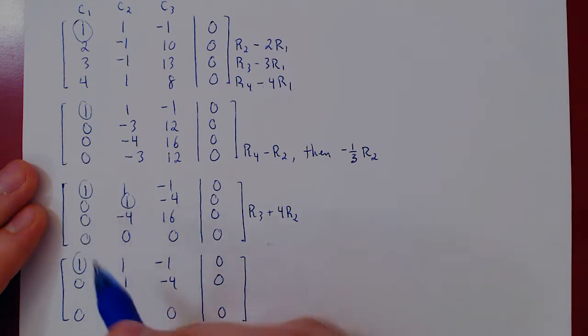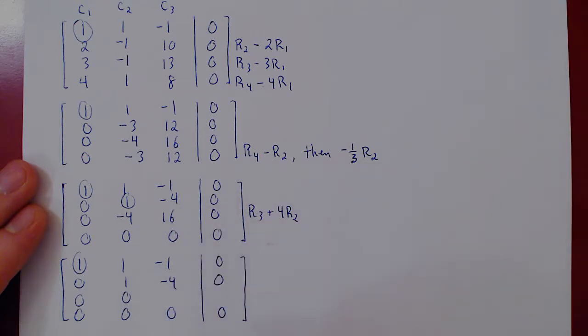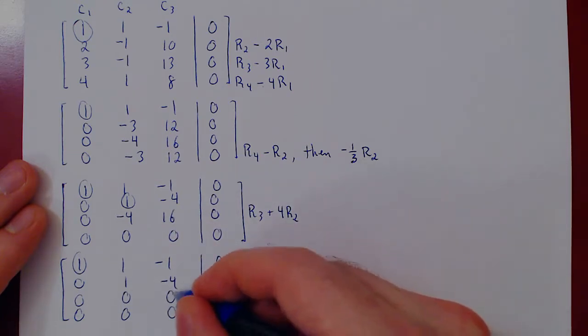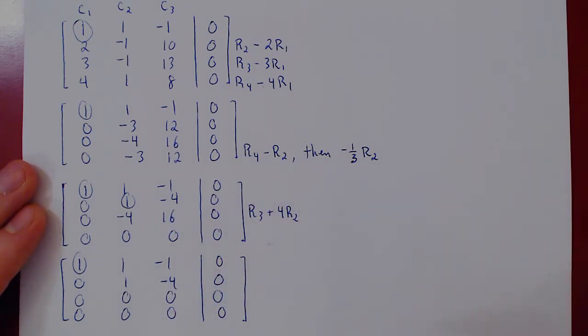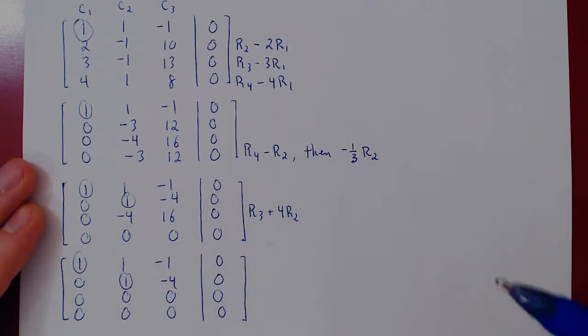And now let's see, 0 will stay 0. Negative 4 plus 4 is 0. 16 plus 4 times negative 4 is negative 16, 0. And so row 3 becomes a row of 0 as well. We're almost done the reduction.